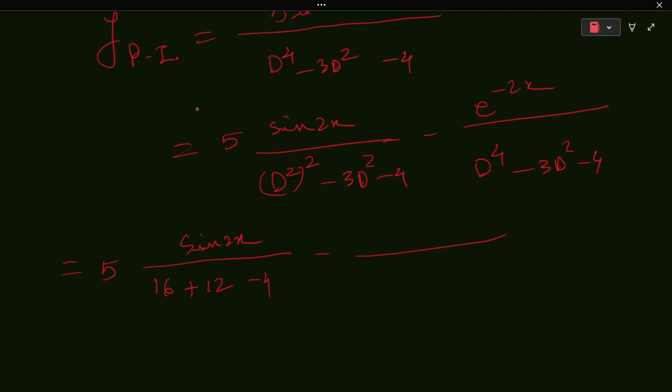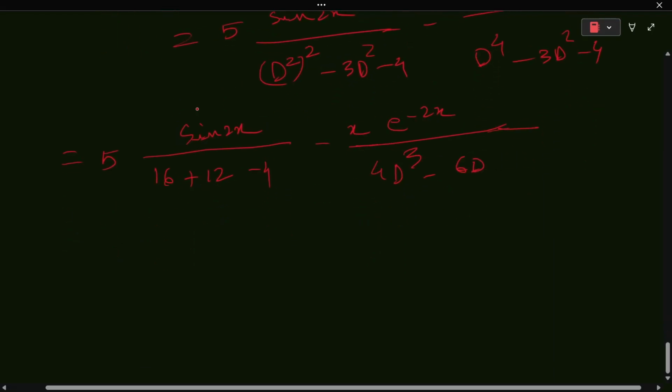16 minus 12, that is 4. 4 minus 4 is 0. Okay, so in the first time it is not going to happen. So let's write x, and x e to the power minus 2x, and differentiate the denominator. Differentiating, we will have 4d cube minus 3 into 6d minus 0. Okay, so this is what we have.